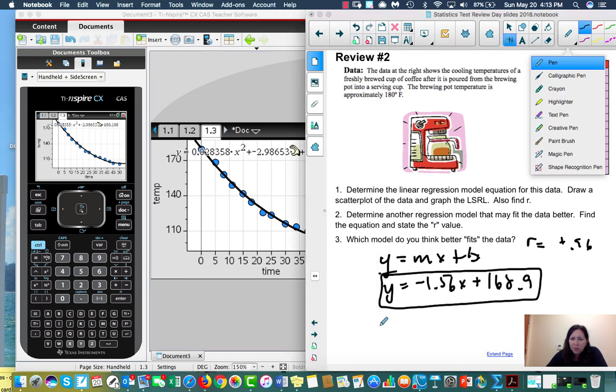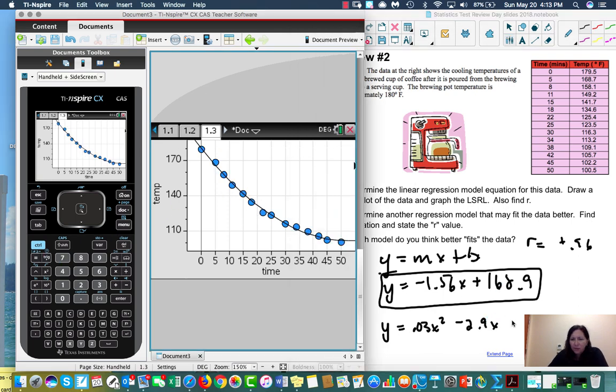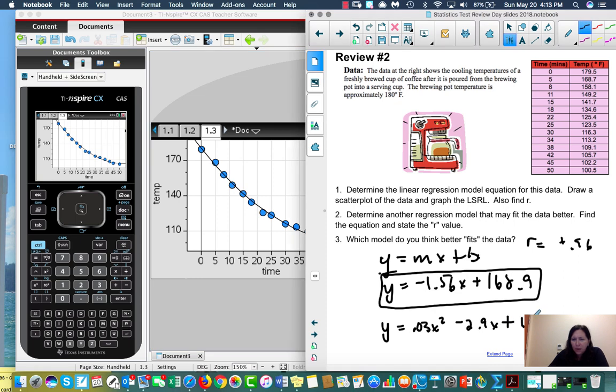So my equation would be y is equal to 0.03x squared minus 2.9x, and let's see, plus 180. So that'd be plus 180. So would this look more like a quadratic?